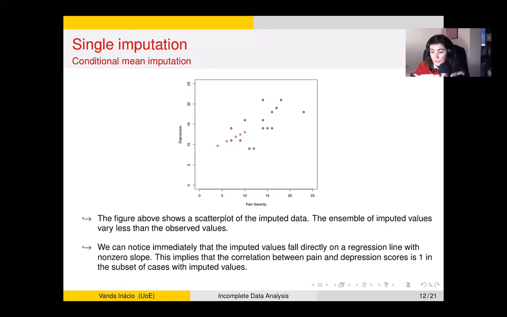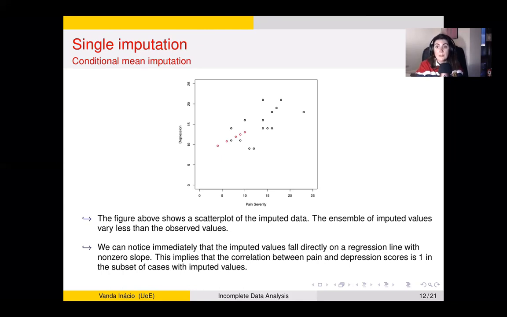The predicted or imputed values for the depression score fall on the regression line. And remember that for mean imputation, the correlation for the subset of individuals with imputed values was 0 because they fall on a horizontal line. Here it is exactly the opposite, because they fall on a line with a non-zero slope. The correlation between this subset of points is 1. And by looking at this scatter plot, we can also immediately notice that the imputed values vary less than the observed values.